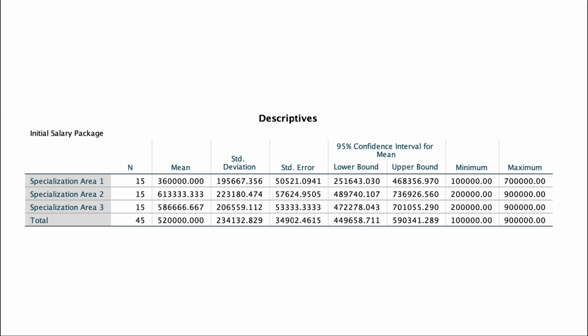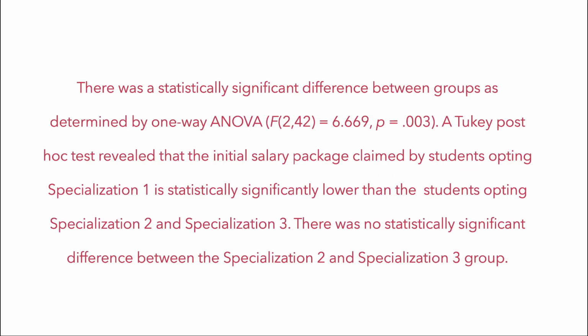So we would be reporting the results like this. There was a statistically significant difference between groups as determined by one-way ANOVA at degrees of freedom 2 and 42. A Tukey post hoc test revealed that the initial salary package claimed by students opting for specialization 1 is statistically significantly lower than that of the students opting for specialization 2 and 3. There was no statistically significant difference between the specialization 2 and specialization 3 groups.